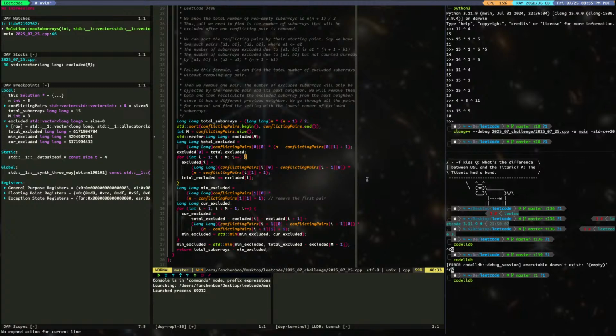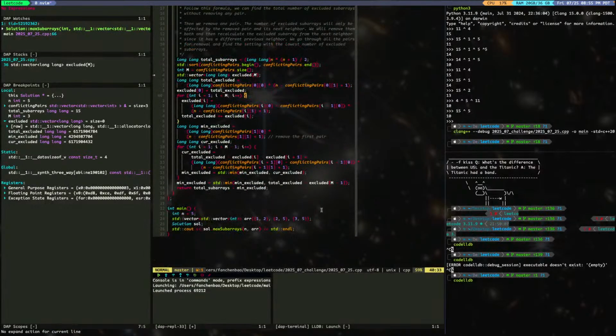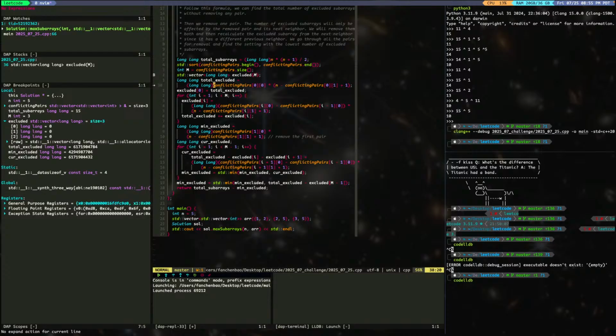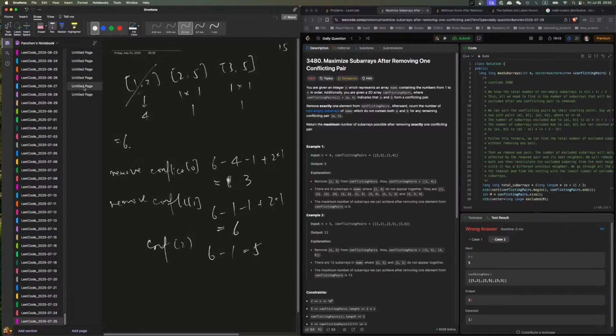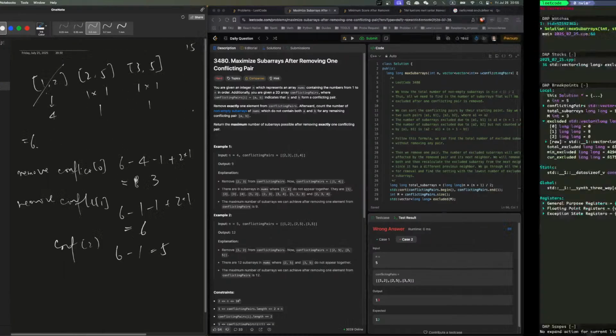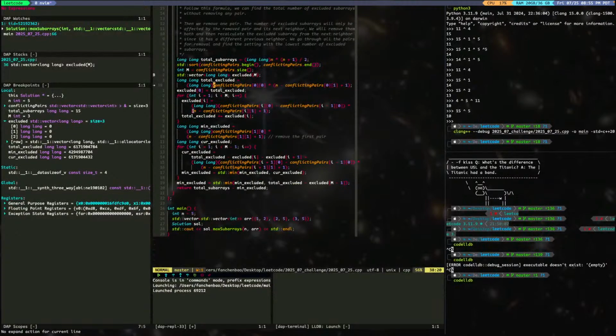So total subarrays. Total subarray 15, that is correct. So we're gonna go, I remember it's F2? Yeah. So total excluded, which is the first, where is our, oh Lord, what the hell is this? This will be 4. Total excluded 4. Okay, excluded 0 is 4.